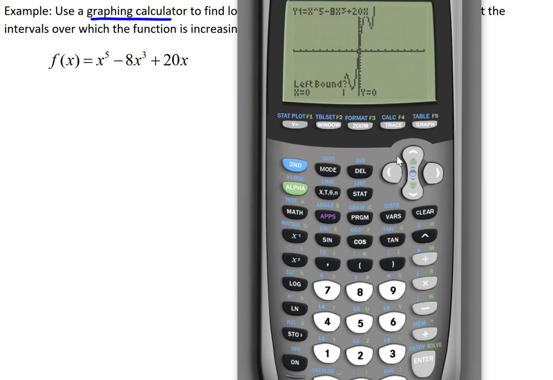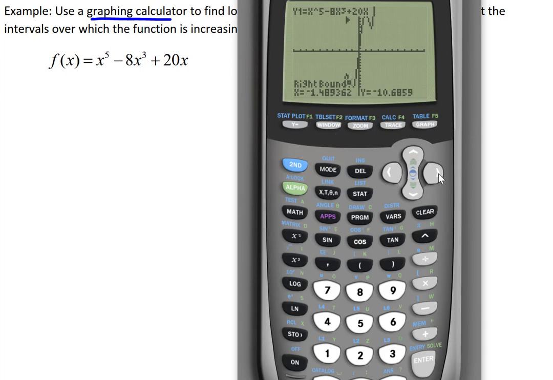Okay, what that means is I want to move the cursor, which I can do by hitting the left and right arrows. You'll observe the cursor moving. I want to move it until the cursor is clearly, but not too far from, the left side of this valley point that we see. So as long as I'm clearly to the left of it, I'll hit enter. And notice now the question changes, it wants a right bound.